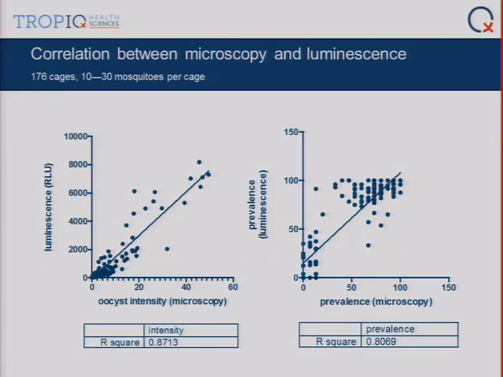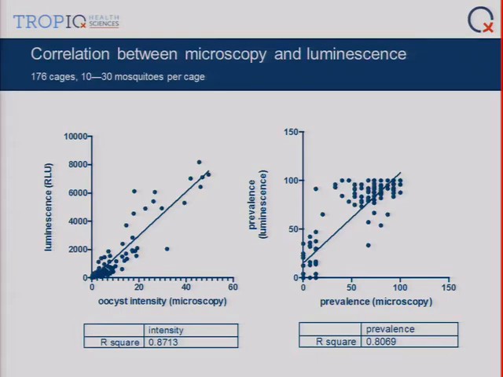So we use this reporter strain that expresses the reporter throughout the life cycle to look at intensity of infection in mosquitoes and compare luminescent signals to microscopy-based readouts. Both assays are destructive, so we can't do that in the same mosquito, but we analyze mosquitoes from the same cage with microscopy or luminescence assays. And we analyzed over 170 cages of mosquitoes.